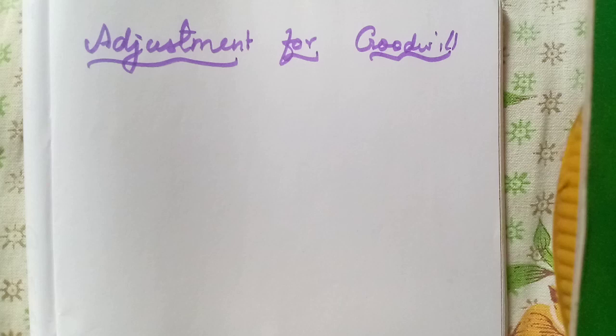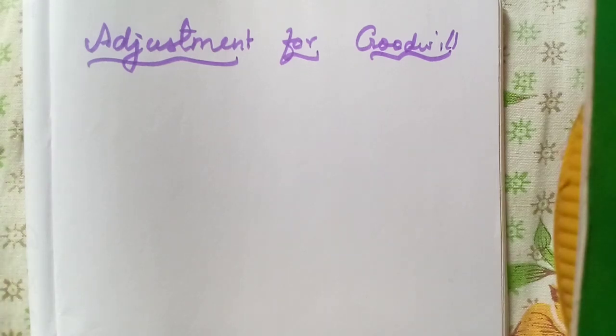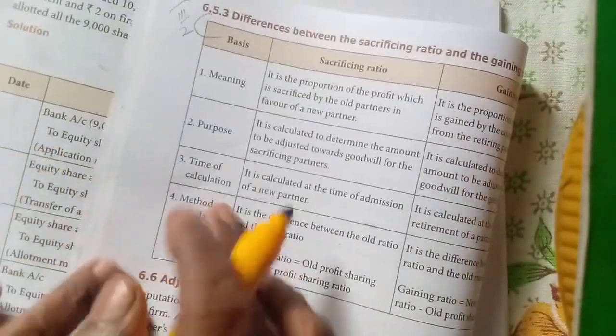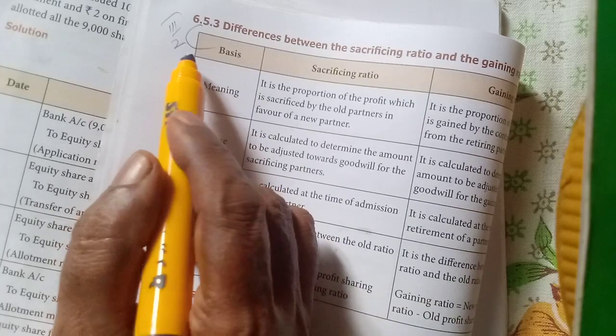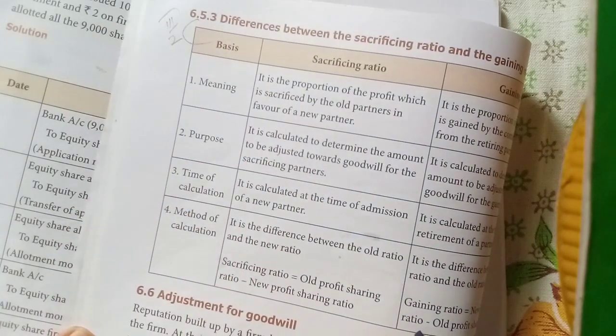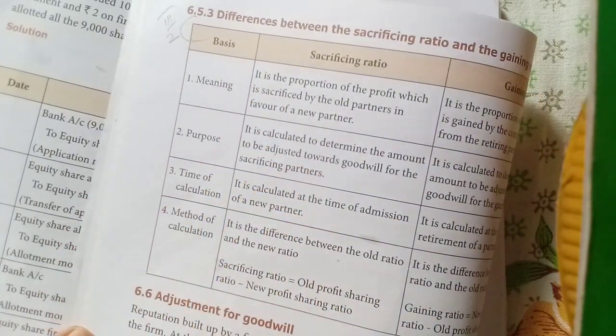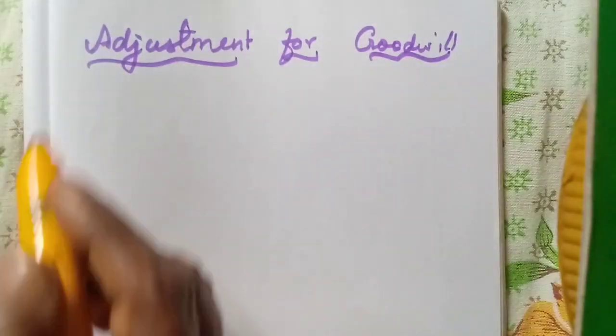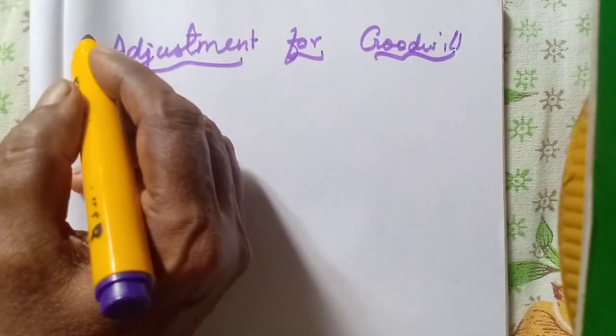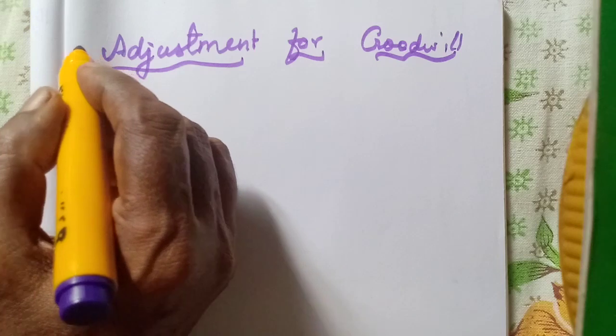Here, that one question I have not marked and given, the differences between the sacrificing ratio and the gaining ratio. That Roman number 3, second question answer. These 4 points are available. You learn these differences. Now I will teach you the next adjustment, the third adjustment.